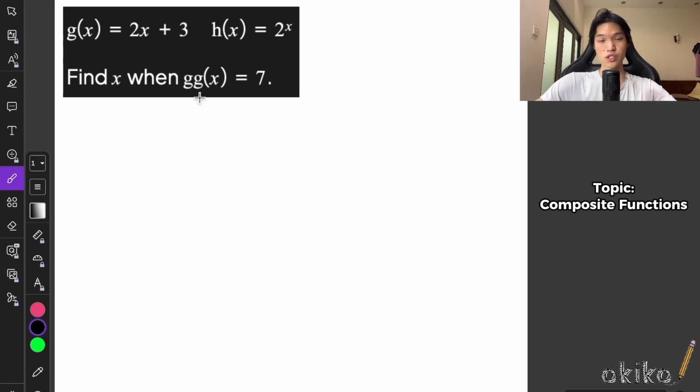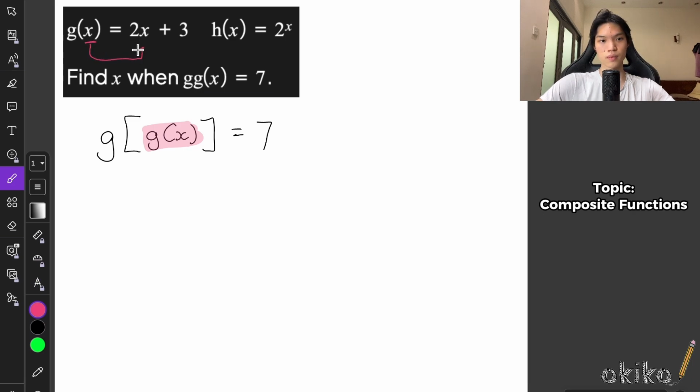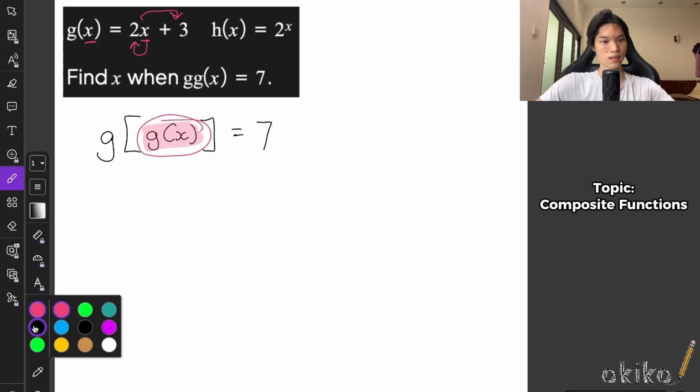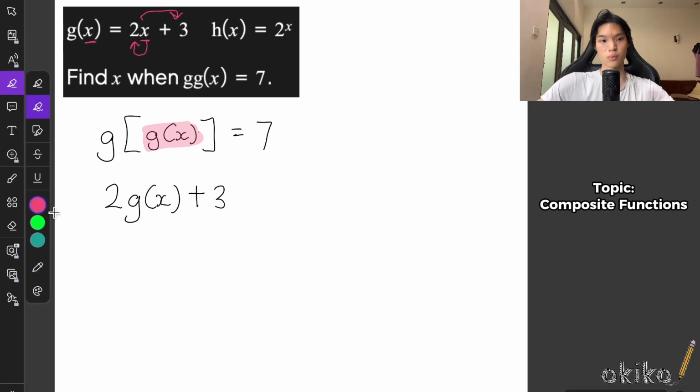First, you may want to think about what gg(x) is. gg(x) is just taking the function g, but using the function g itself as an input. So it looks like this, and we just have to check, what does g do to its inputs? Well, g takes its input x, multiplies it by 2, and then adds 3. So times 2 plus 3. We're going to do the same thing to this input g(x). So take that g(x) here, times 2 and plus 3. 2g(x) plus 3 is what we should get.